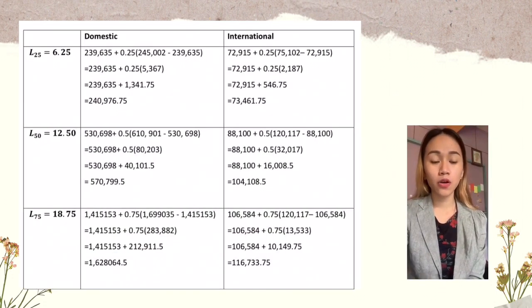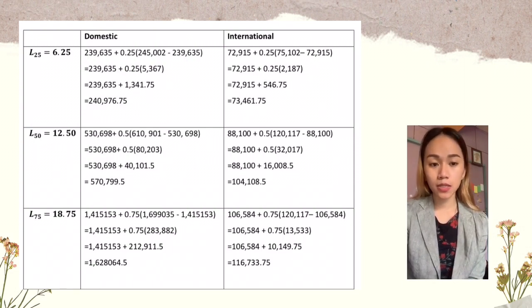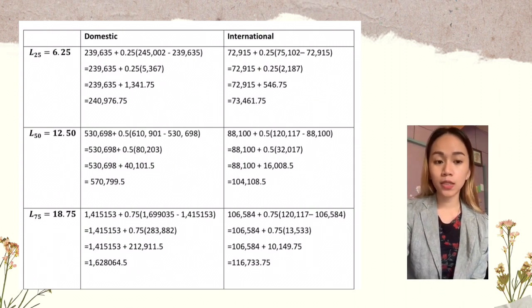So when we get all two of the percentiles, we should know that that is not the final answer to find the percentile for both domestic and international airlines. The next step is what I have shown in this slide. So how do I get the final answer for the 25th percentile for domestic is by looking at the number 6.25 from the first calculation step we did earlier.